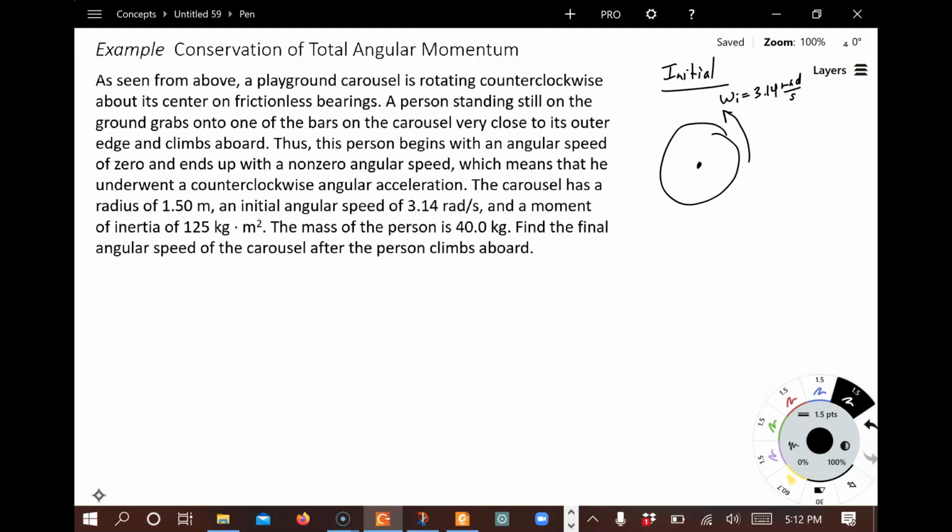And we've got a person here standing along. And since they're not rotating initially, they have got zero initial angular velocity. And I should call this the carousel.